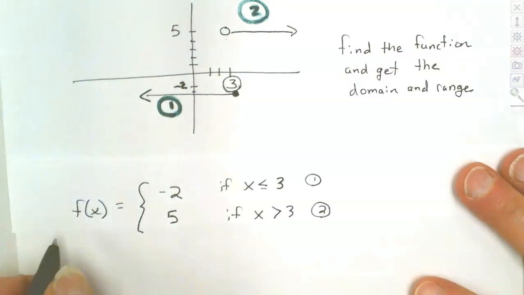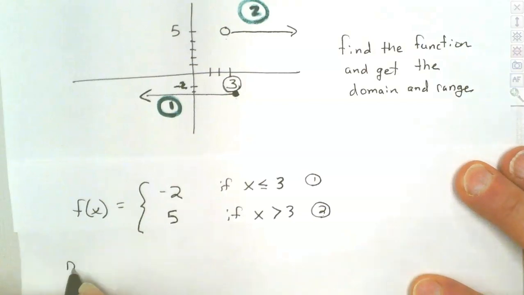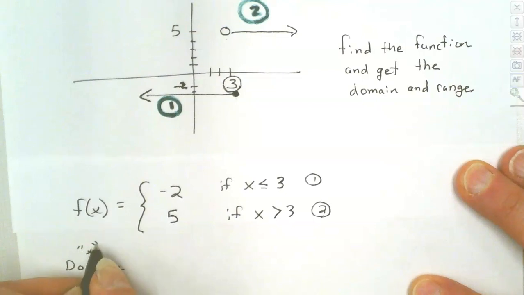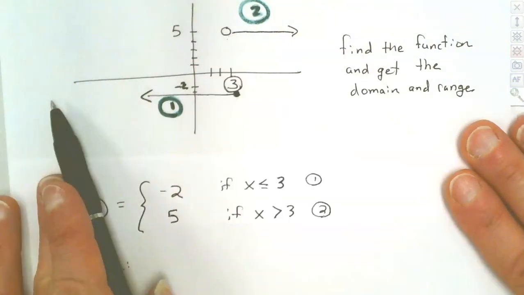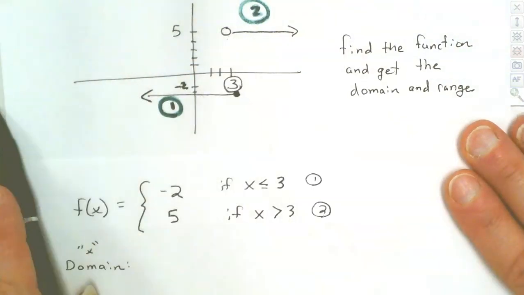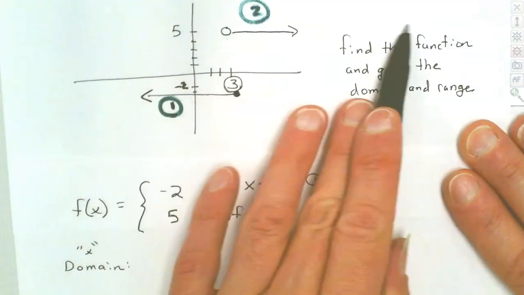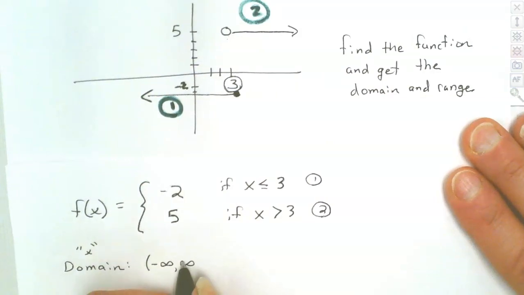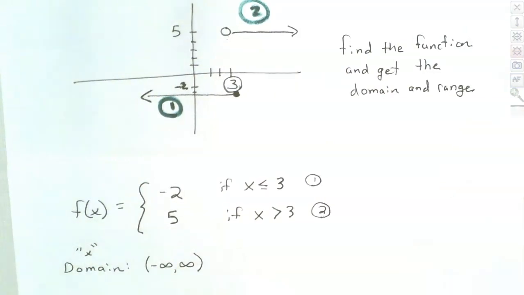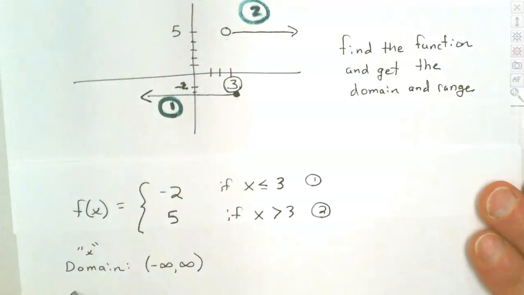We also need to get our domain and our range. And when we talk about the domain, domain is values of x. So that's the left and right. Now, does this function go back to the left? Yes. Does this function go to the right? Yes. So my domain would be negative to positive infinity, because it goes to the left and it goes to the right. The range is the y part, the up and down part, and it's different.